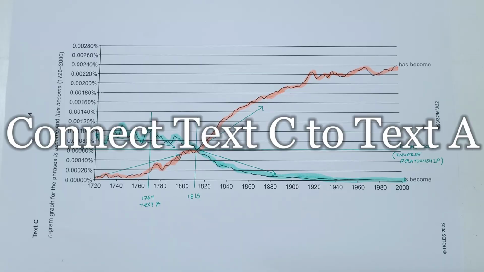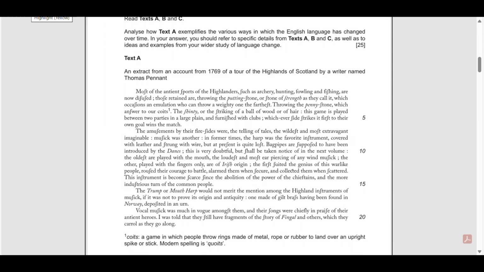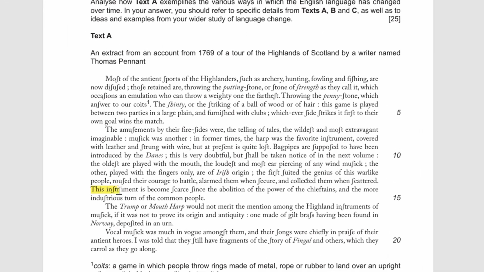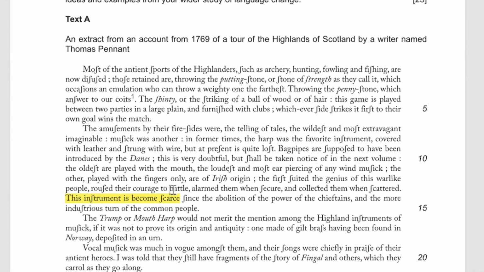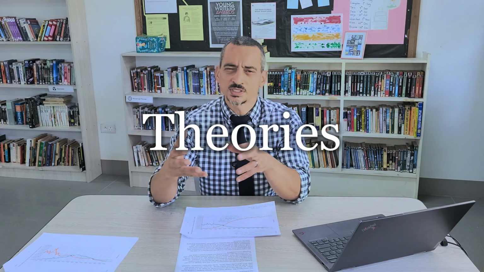Now let's connect text C back to text A. If we look at when text A was published in 1769, and if we plot that on our graph, we see that this makes our text fall right at the beginning of the trend we identified, where has become starts rising and overtakes is become. So it makes perfect sense that our author wrote, this instrument is become scarce, and that he didn't write, this instrument has become scarce. So what type of theories might fit these explanations?